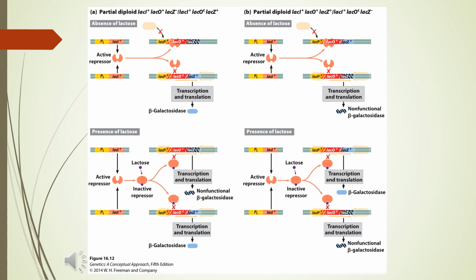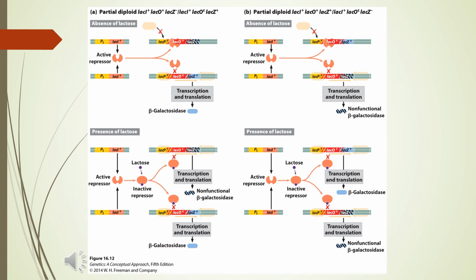So at that region no functional gene will be produced, because lac O plus is already occupied by the active repressor, so it will block RNA polymerase. And one more thing is that lac Z minus is also mutated, so non-functional beta galactosidase would be produced only when lac O is constitutive. So in the first case you cannot expect the synthesis of functional beta galactosidase.